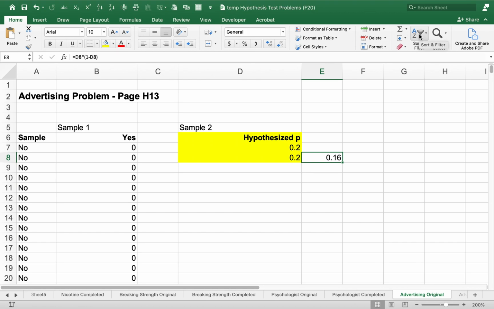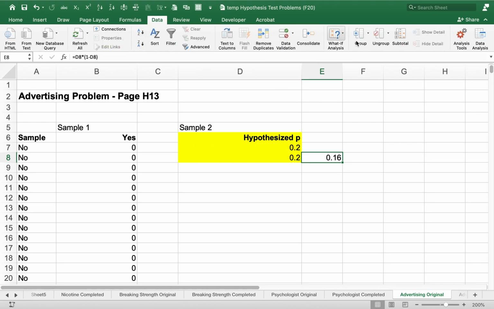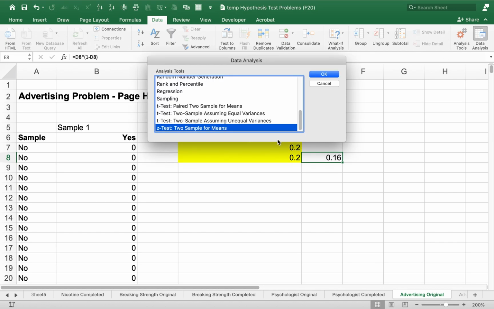By the way, of course, you should always show your check. Does n times p naught equal at least 5, and n times 1 minus p naught equal at least 5? And you'll find that it does in this case, so we can use a normal approximation of the binomial. Okay, data analysis. Z, right? It's always a Z test when you're testing proportions.